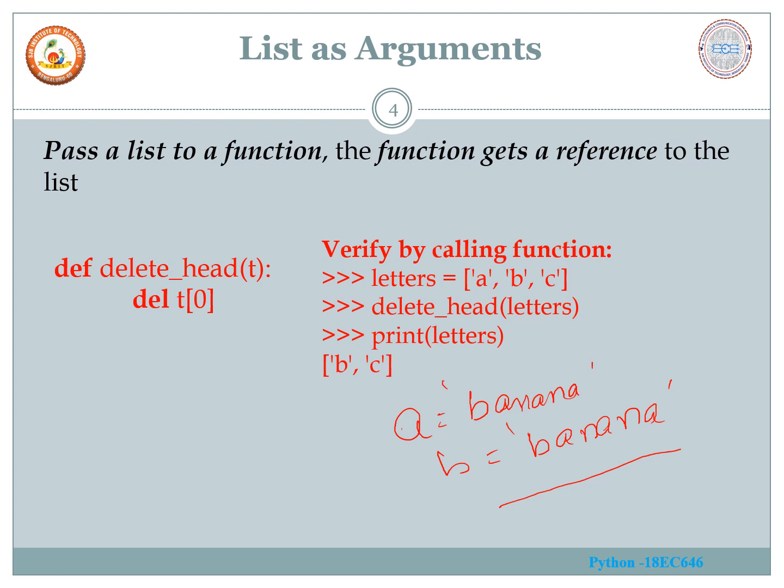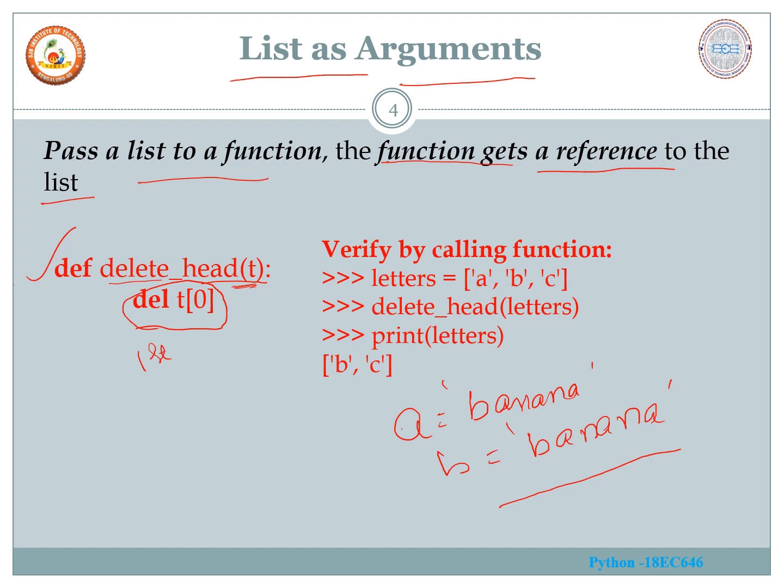Now let us talk about lists as arguments. When you pass a list to a function, the function gets a reference to the list. Say that you have defined a function, delete the head of t, and the statement comprises delete t of 0. That means the first element of that variable t, or the list t, should be deleted. So this is the function.